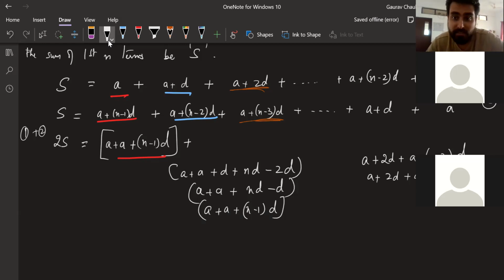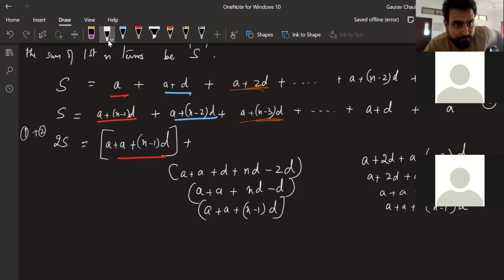Correct? It's basically what? A plus a, and I will add together, it can be 2a obviously, plus nd I will leave as it is, minus 3d plus 2d. Sorry, minus 3d plus 2d is how much? Minus 1d, right? That's minus d. That's a plus d common, n minus 1 into d.